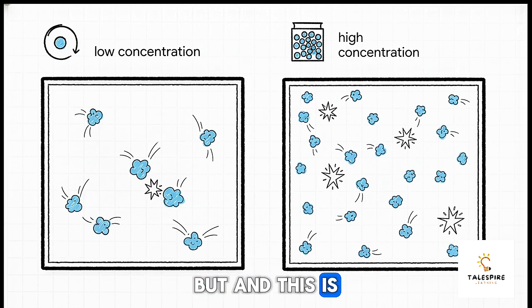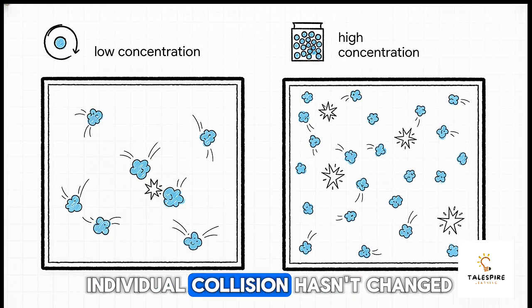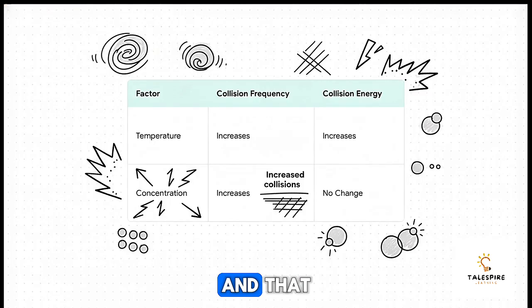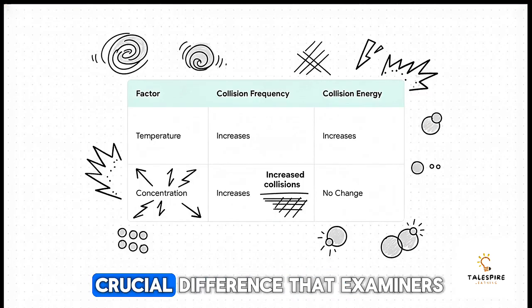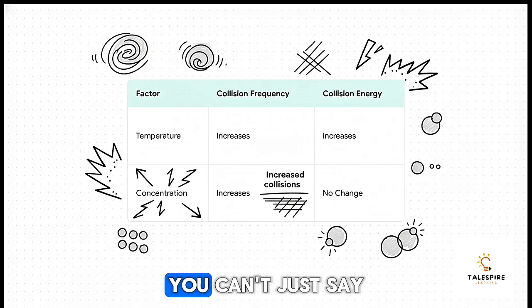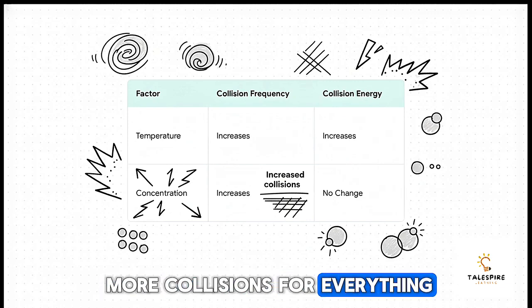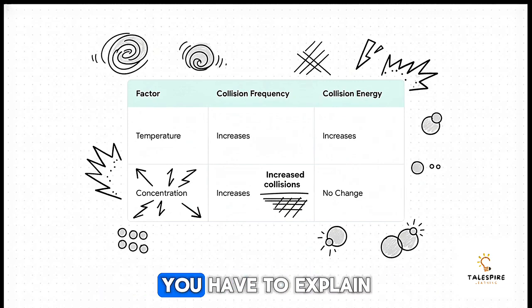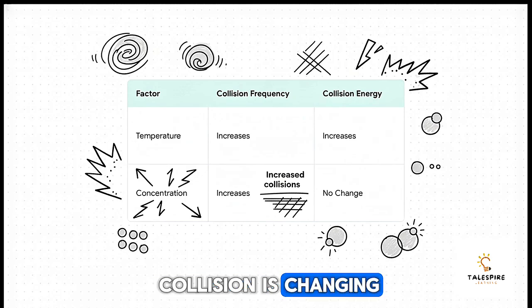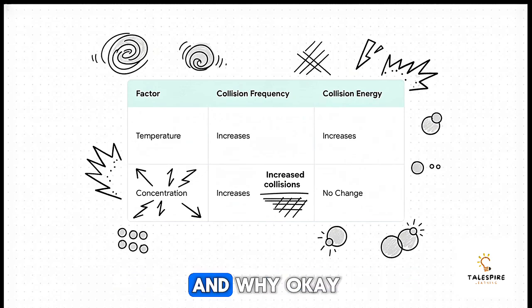But, and this is key, did we add any heat? Nope, the temperature is the same. So the particles aren't moving any faster. The energy of each individual collision hasn't changed at all. And that right there is the crucial difference that examiners are looking for. You can't just say more collisions for everything. You have to be specific. You have to explain which part of the collision is changing, the frequency or the energy, and why.